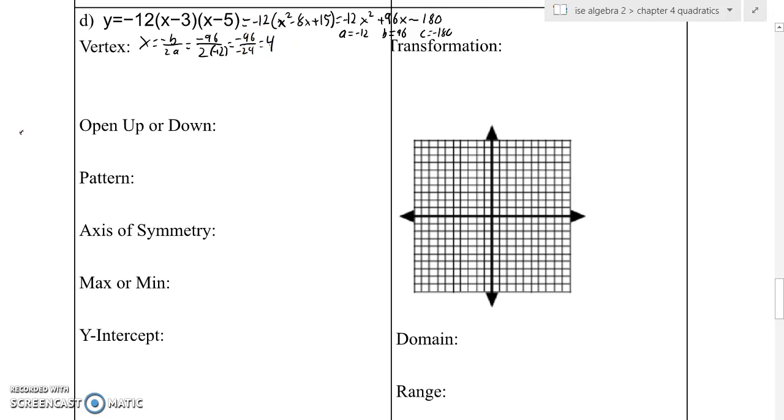4. Taking that 4 and plugging it back in. Now we don't have to actually plug it in to the standard form. Since we know this form over here, let's plug it into that form over there. So our y when our x is 4 is negative 12, 4 minus 3 times 4 minus 5. So we have negative 12 times 1 times negative 1 is positive 12. Thus, our vertex is the point 4, 12.